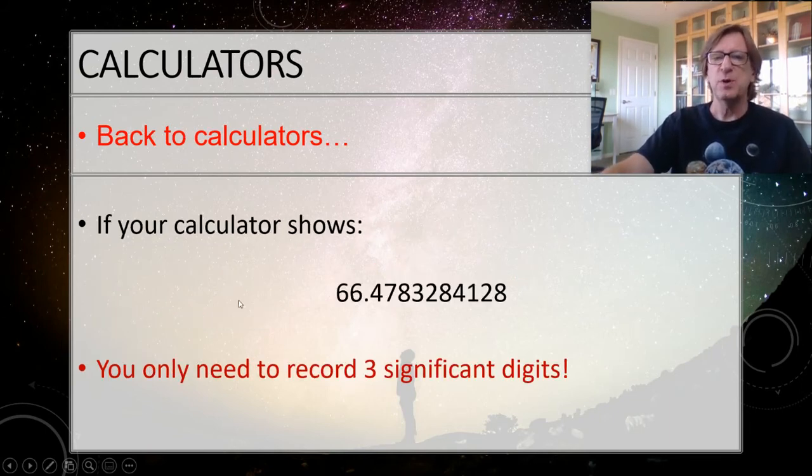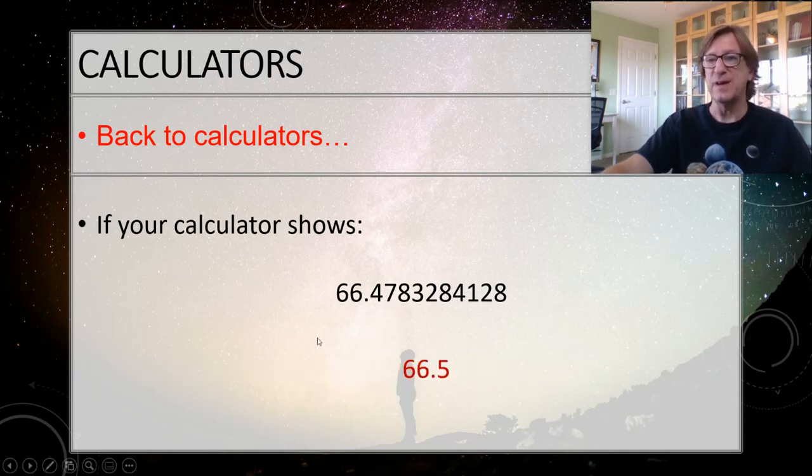So suppose your calculator shows this. Remember that you don't need to show all those significant digits. So if we want 3 significant digits, we're only going to keep these first 3, but I need to decide if I need to round this up or not. So I look at this 4th digit. Is it 5 or higher? Yeah, it's 5 or higher. So I'm going to round this up to 66.5.